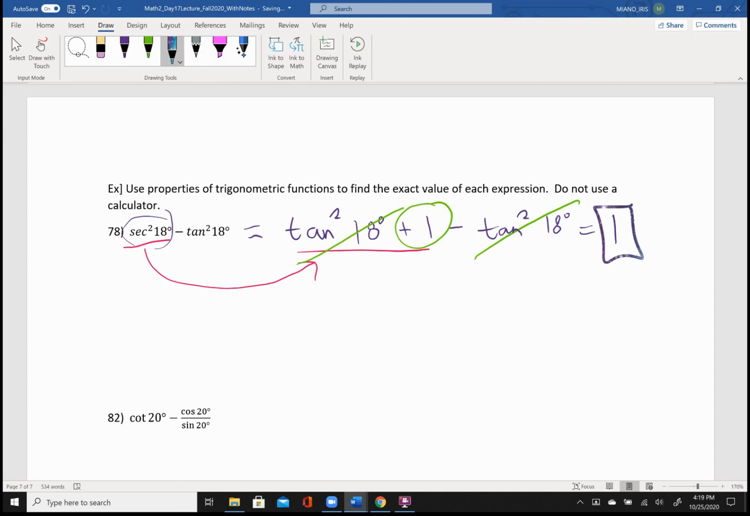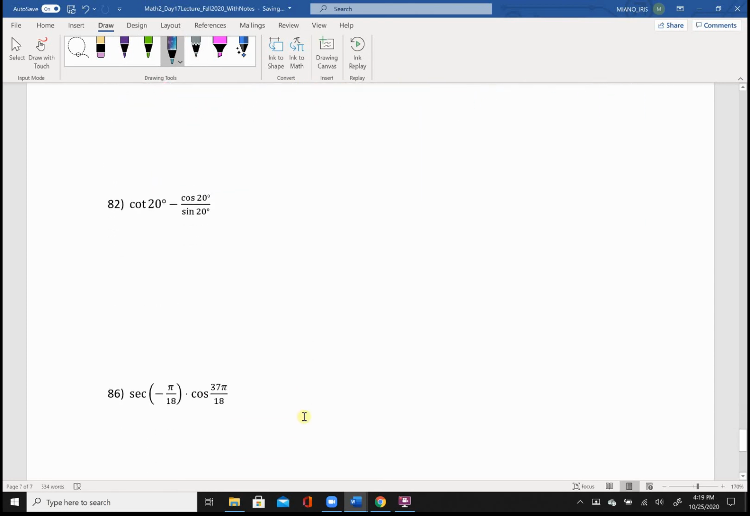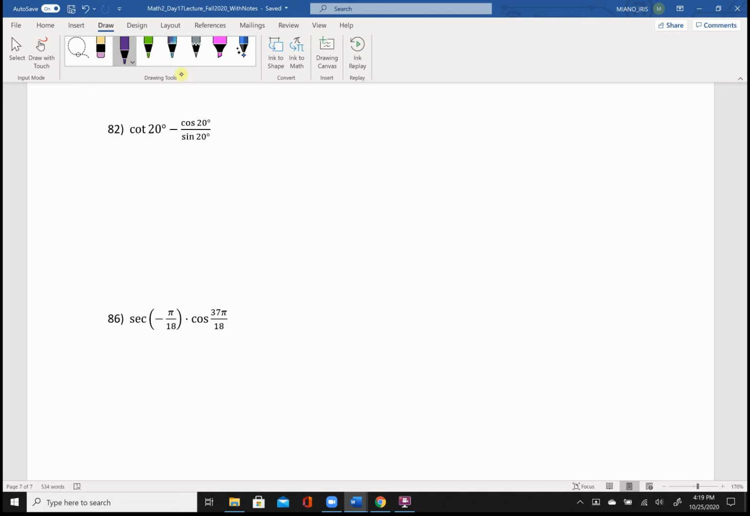Cute. Okay, and the subsequent examples work similarly, but it's your job to look very carefully at what you're given and see what an appropriate substitution would be, okay? So here for number 82, this one's probably so easy it's hard. Notice that the quotient term that we're given here is exactly the same as the cotangent of theta, or 20 degrees specifically in this case, which is equal to the cosine over the sine of 20 degrees for each one of those. So essentially, this is equivalent to cosine 20 degrees minus cosine 20 degrees.